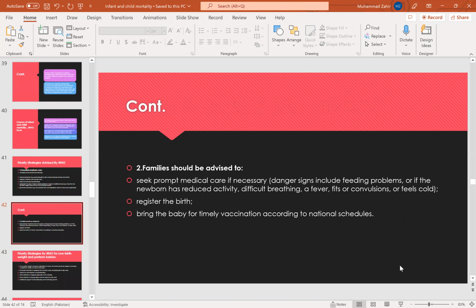Number two, the families should be advised to seek prompt medical care if necessary. Danger signs include feeding problems, or if the newborn has reduced activity, difficult breathing, fever, fits, convulsions, or feels cold. The birth should be registered and the baby brought for timely vaccination according to national schedules.